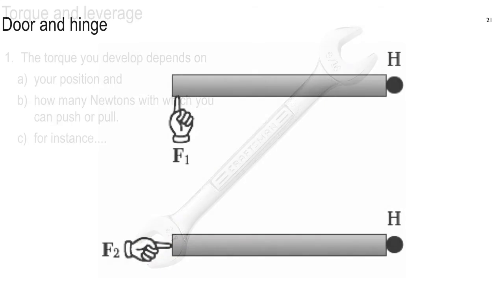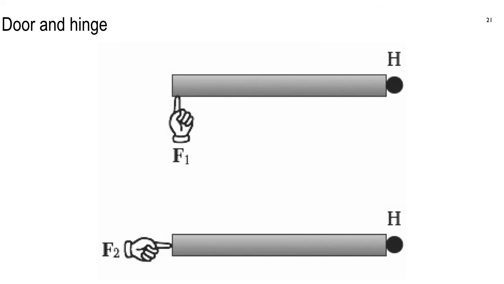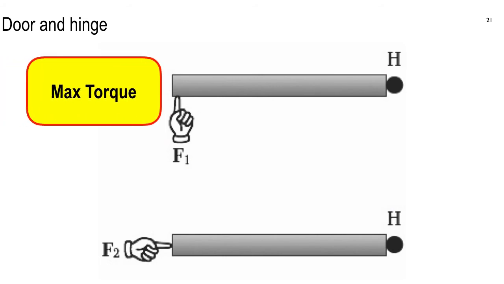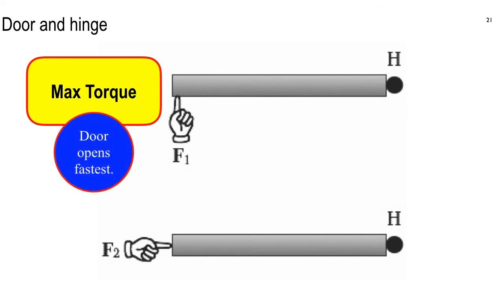So let's take a look at an example. Very common example: a door and a hinge. Here's a door. Capital H is the hinge. If you push on the door with force F1, straight in all the way out at the end, then you're going to get maximum leverage or maximum torque. And if you do that, the door will open the fastest. Instinctively, we know that. We don't even think about it. And that's where we put doorknobs.